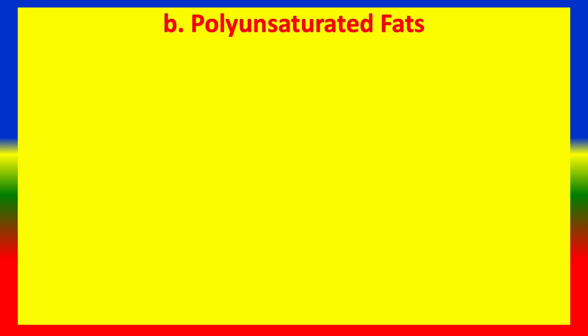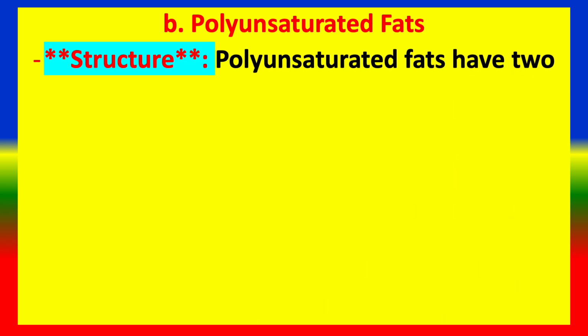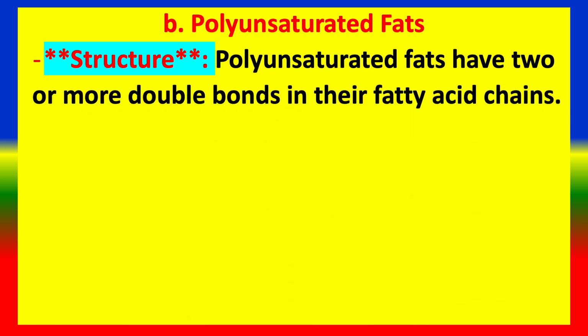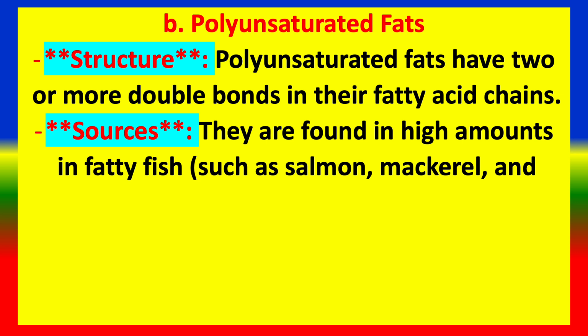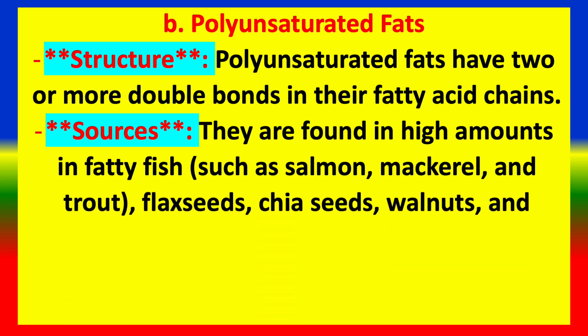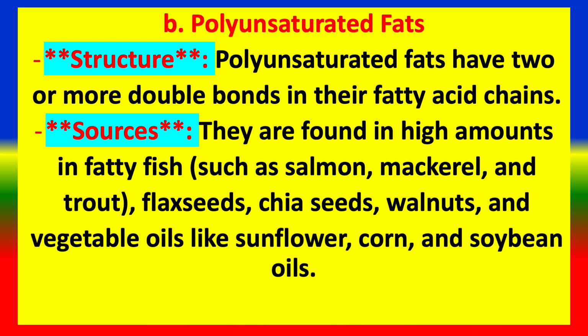Then detail about polyunsaturated fats. Structure. Polyunsaturated fats have two or more double bonds in their fatty acid chains. Sources. They are found in high amounts in fatty fish such as salmon, flax seeds, chia seeds, walnuts, and vegetable oils like sunflower and soya bean oils.